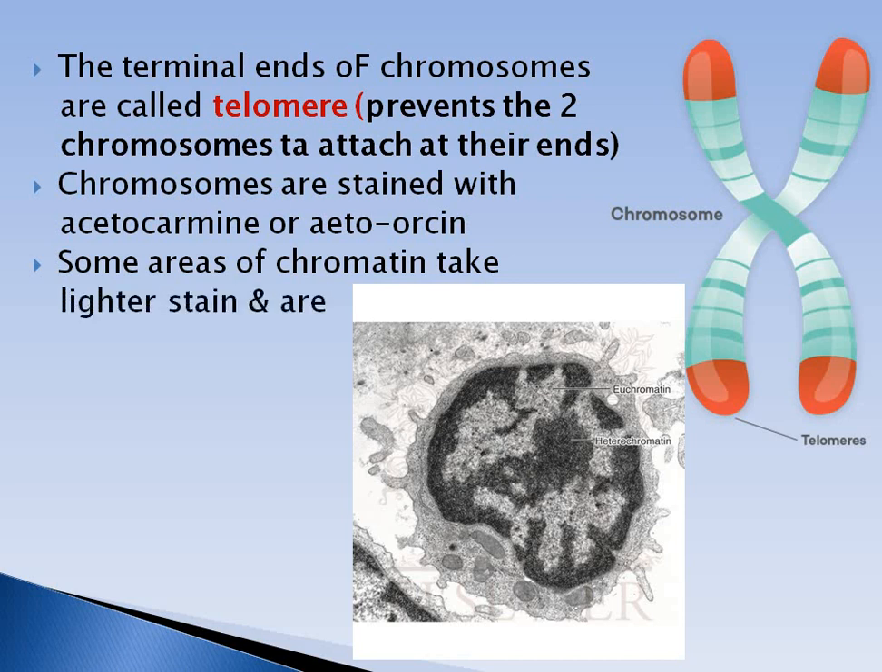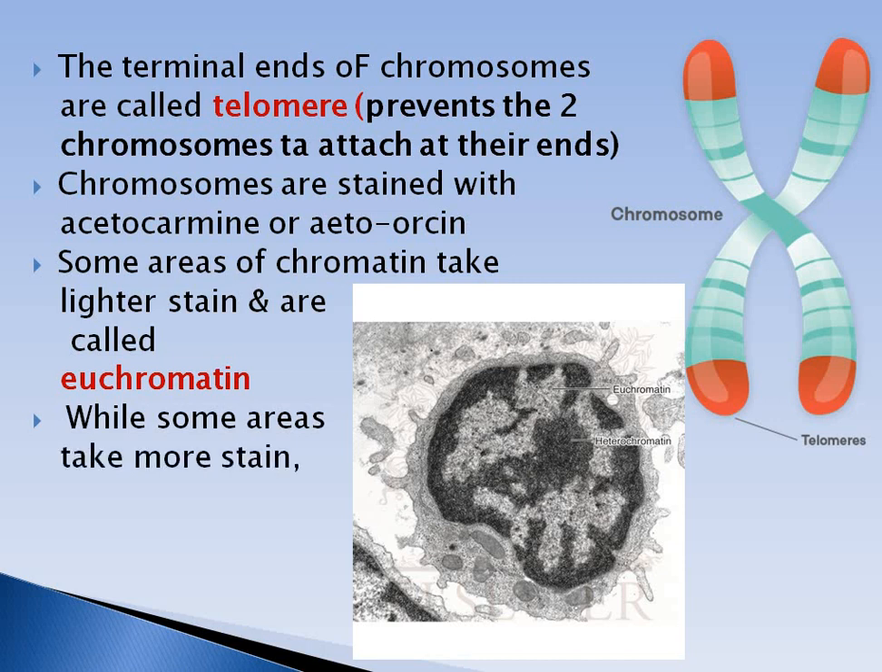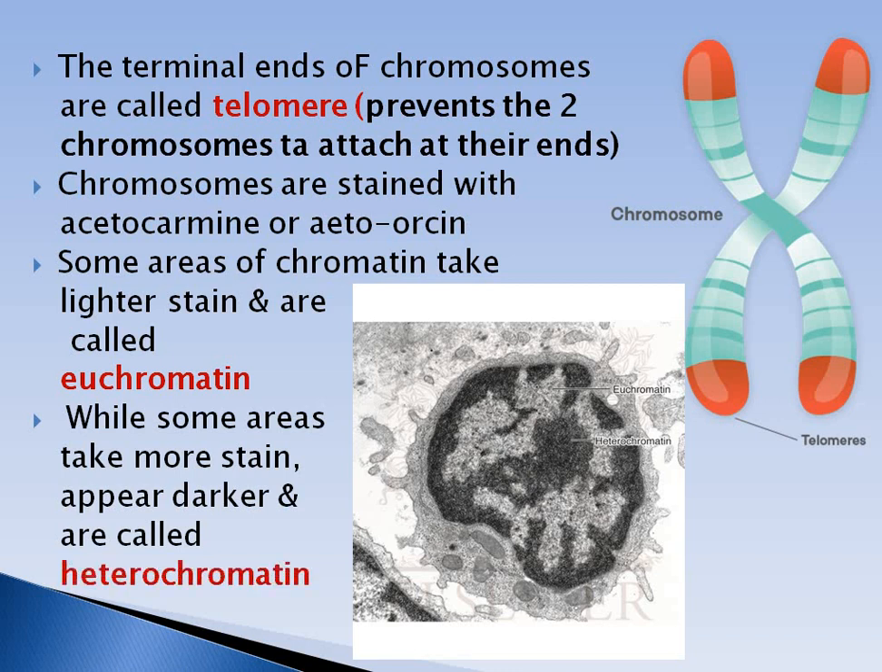And when the nucleus is stained with these dyes, some areas of the chromatin take a lighter stain, and some areas take more stain. The areas which take light stain appear lighter in the stained nucleus, while the areas that take up more stain appear darker. The areas which appear lighter are called euchromatin, and the areas which appear darker are called heterochromatin.